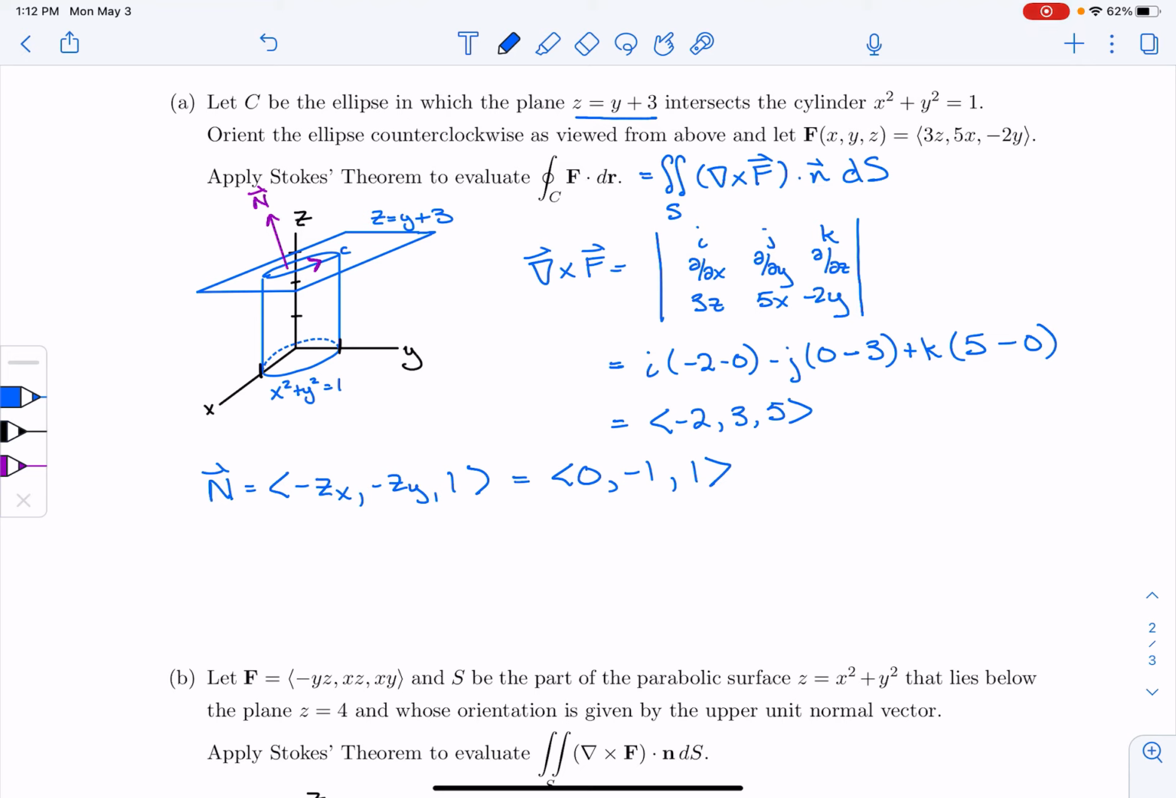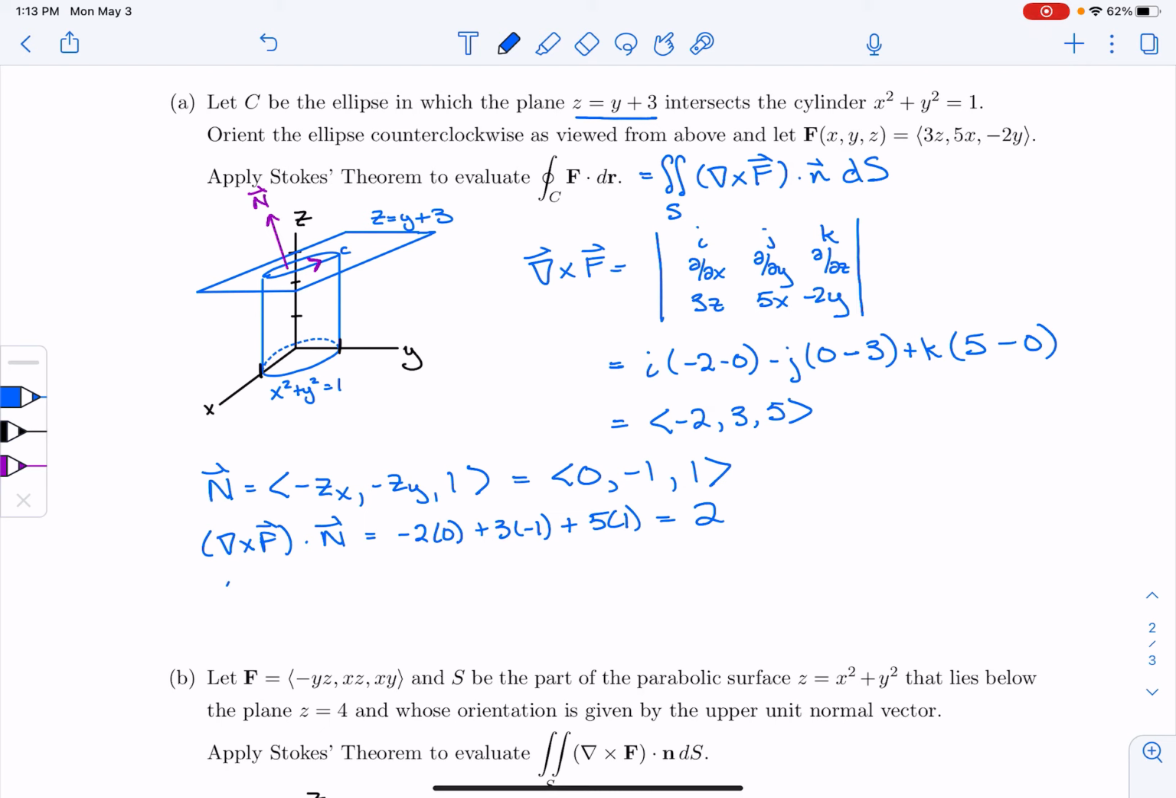So that tells me that the curl of f dot n in this case is going to be, I'm going to do the dot product, so I'm going to get negative 2 times 0 plus 3 times negative 1 plus 5 times 1. And that's going to give me 2. Okay, well then this surface integral is not going to be very difficult to do at all because I'm going to be integrating a constant 2.